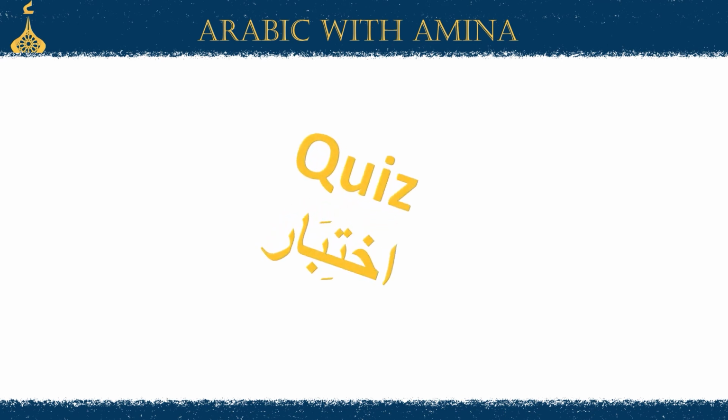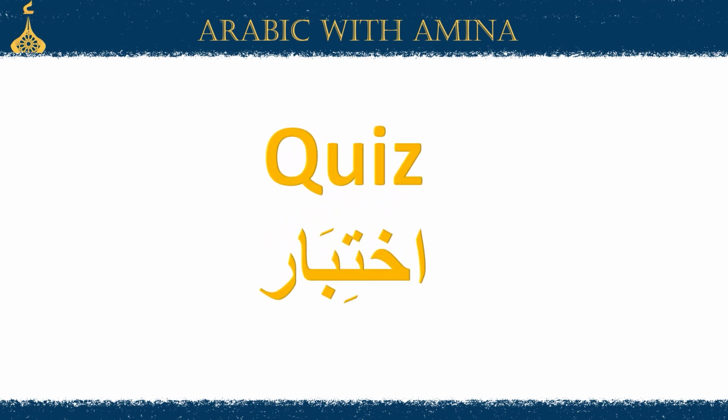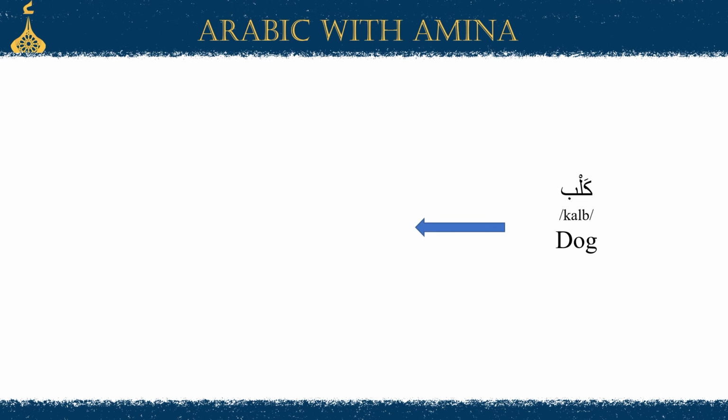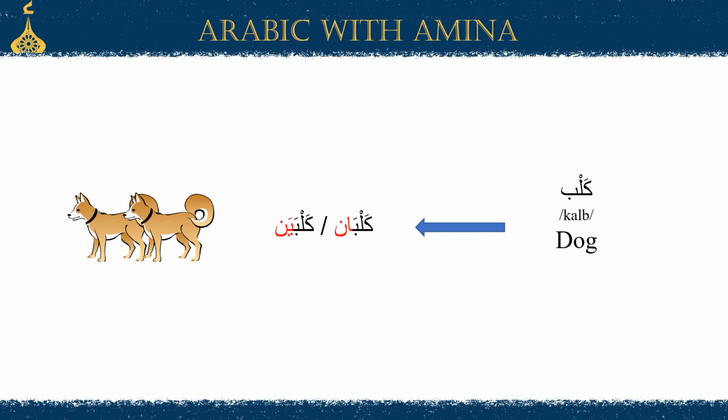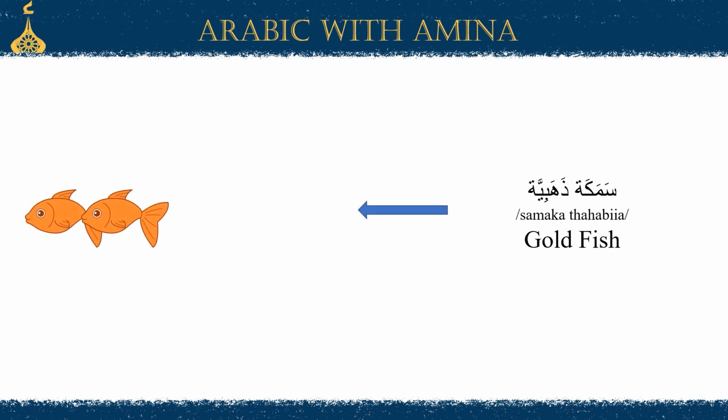Now we're going to have a short quiz to put your knowledge to the test. So kalb is dog. What I want you to do is transform this into the dual form to say that there are two dogs. Take a moment and think about the answer. If you said kalban or kalbain, your answer is correct. Here's another one. Goldfish or samaka dhahabiyya. Say that there are two. If you said samakatan dhahabiyatan or samakatain dhahabiyatain, you are correct.